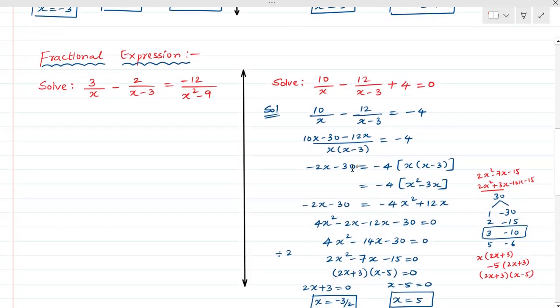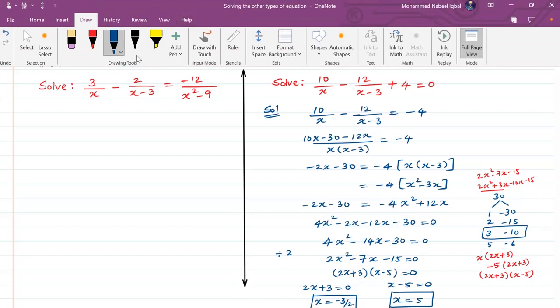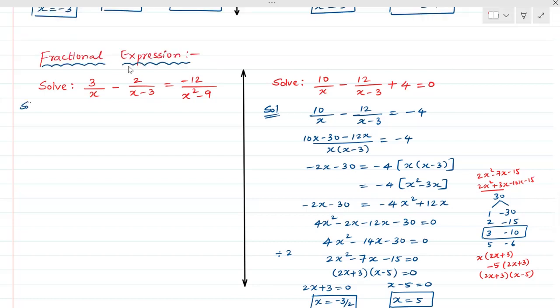Now the next equation, we will have a fraction expression. So here you will have a fraction expression. How will you solve this fraction expression? First of all, I have to take an LCD for this one. Simplify the LHS. So what is the simplification here?